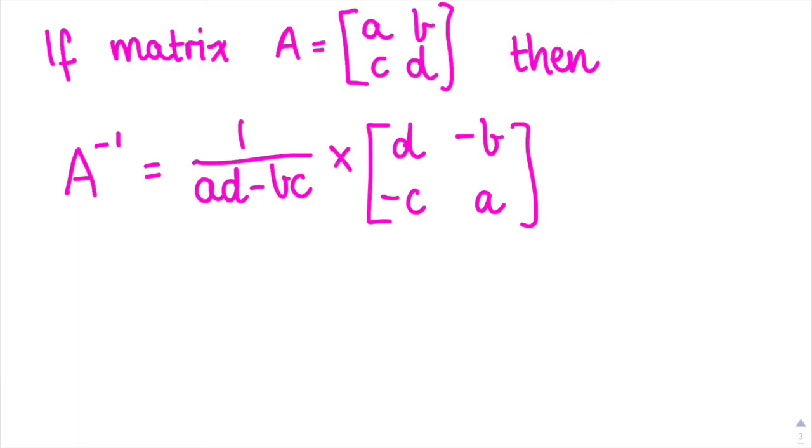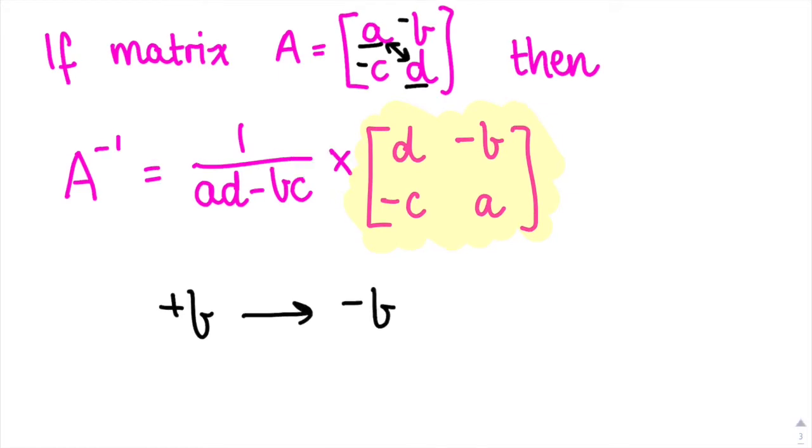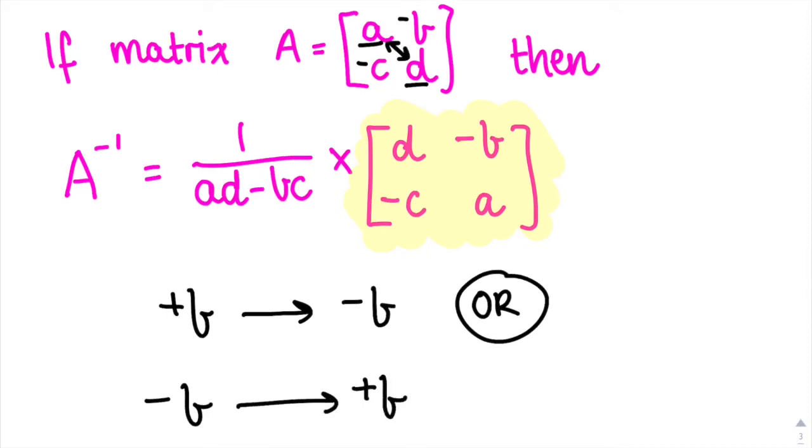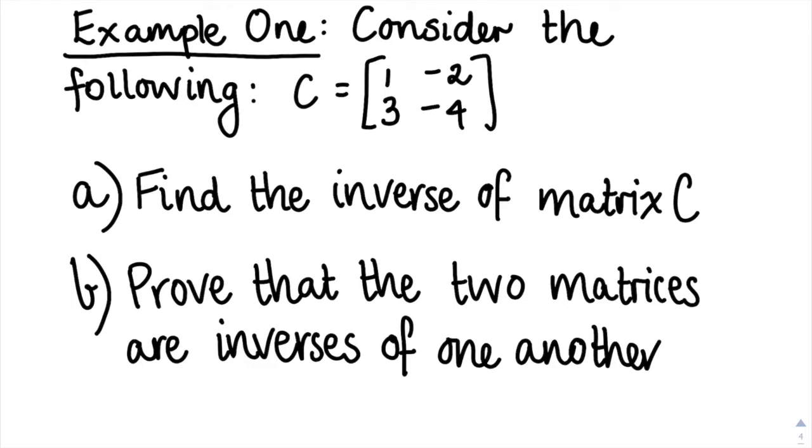How do we actually calculate the inverse of a 2 by 2 matrix? We can use this rule right here. If we have the elements of matrix A, B, C, D, then the inverse can be calculated as 1 over AD minus BC, all multiplied by this matrix here. All we have to do to achieve this matrix is change the position of A and D, then change the signs of B and C. That's to say, if B was initially positive, then we would make it negative. Alternatively, if B was initially negative, we'd change it to a positive. Same goes for C.